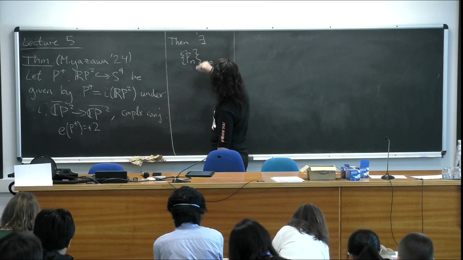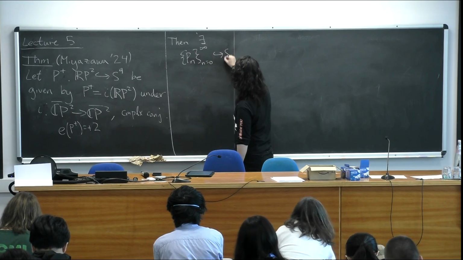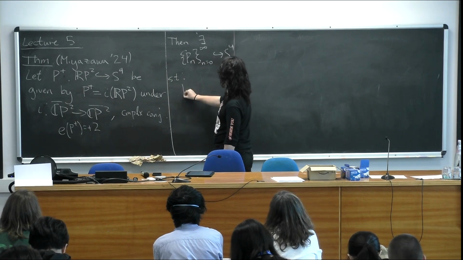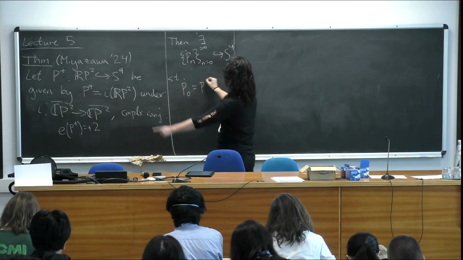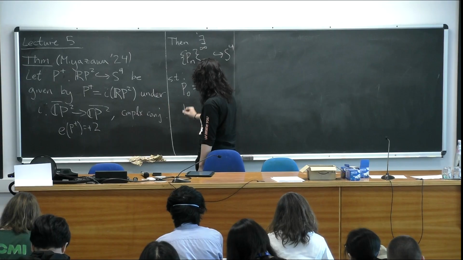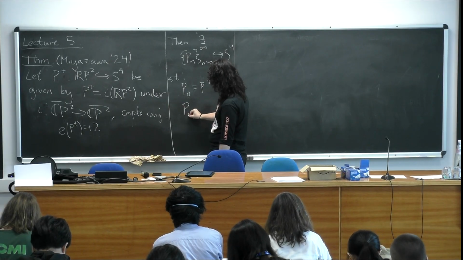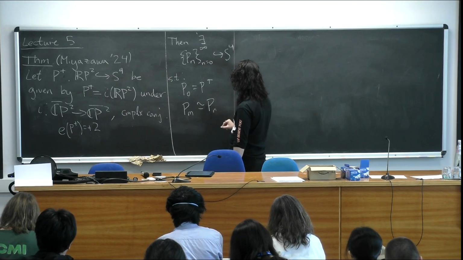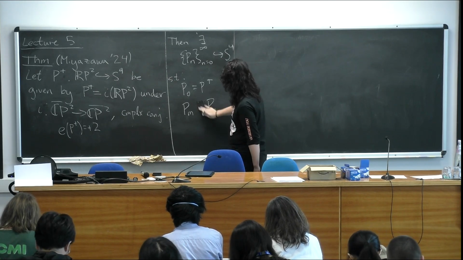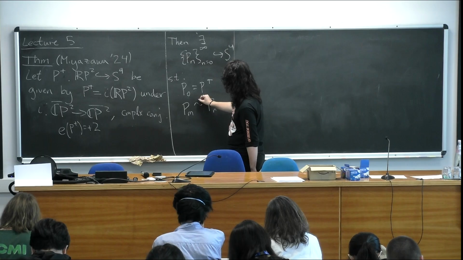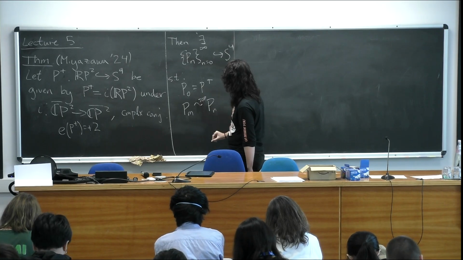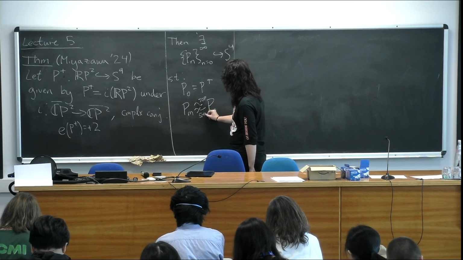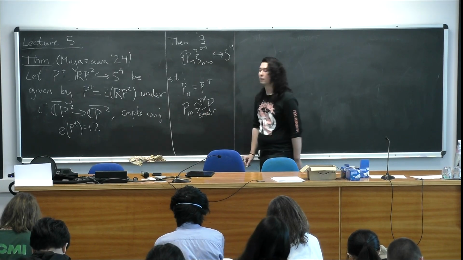Then the statement is that there exists an infinite family of embeddings of RP2, P sub n from n equals 0 to infinity, into S4, such that P0 is equal to P plus over here, the standard one, and then for any two m and n, Pm is topologically isotopic to Pn, but is not smoothly isotopic to Pn.